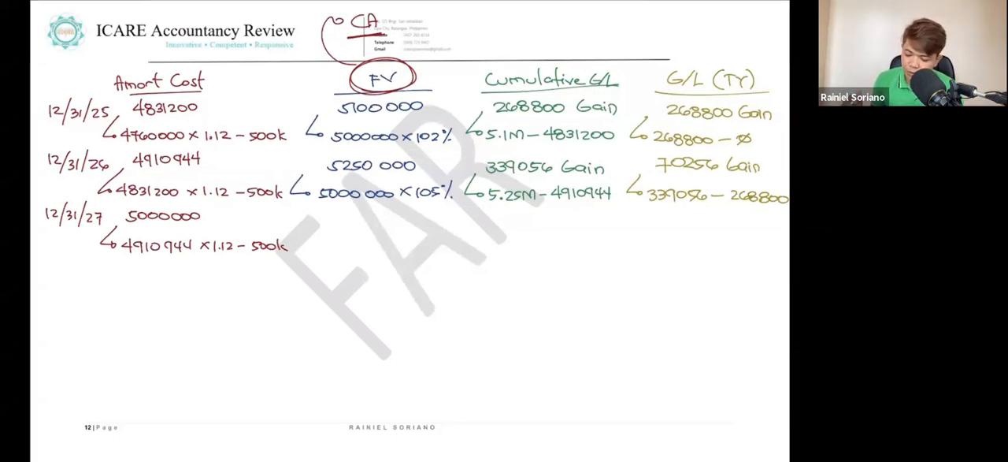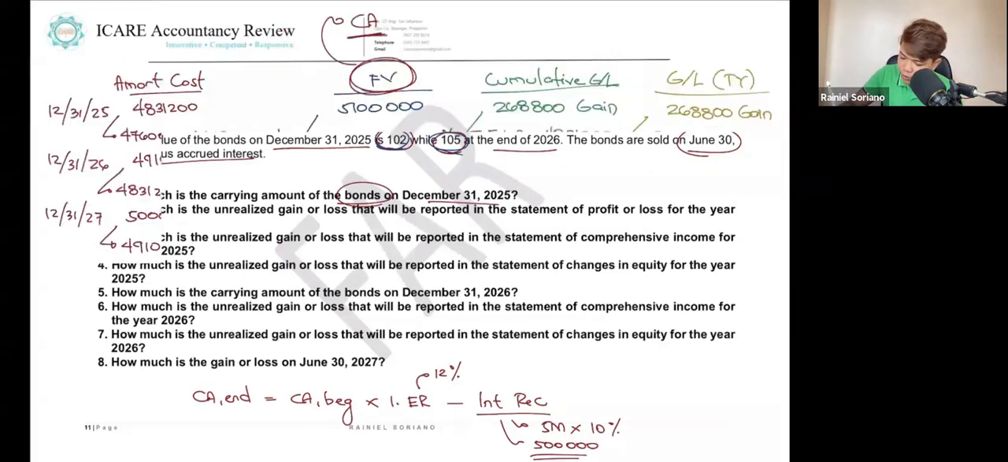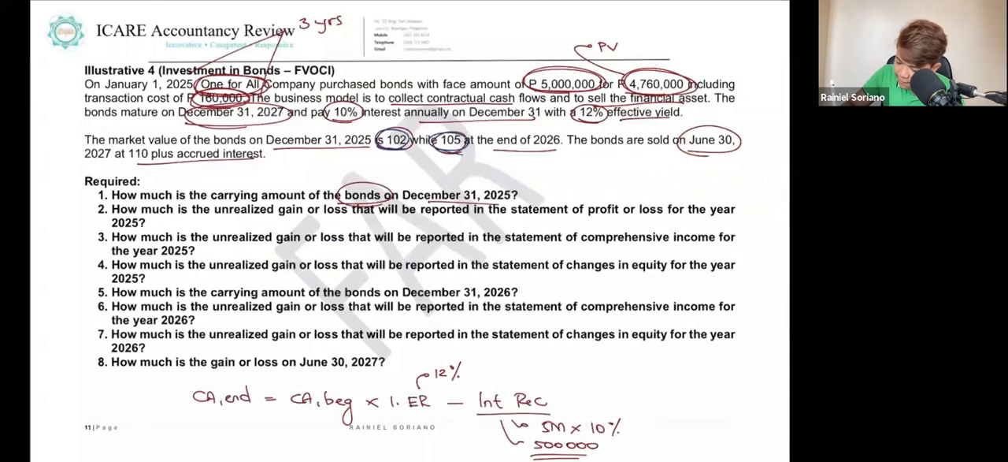Now, sagutan natin yung mga tanong dito. Requirement 1, how much is the carrying amount of the bonds on December 31, 2025? Once again, carrying amount will be the fair value. Fair value on December 31, 2025 is equal to 5.1 million. So requirement number 1, 5.1 million is our final answer.